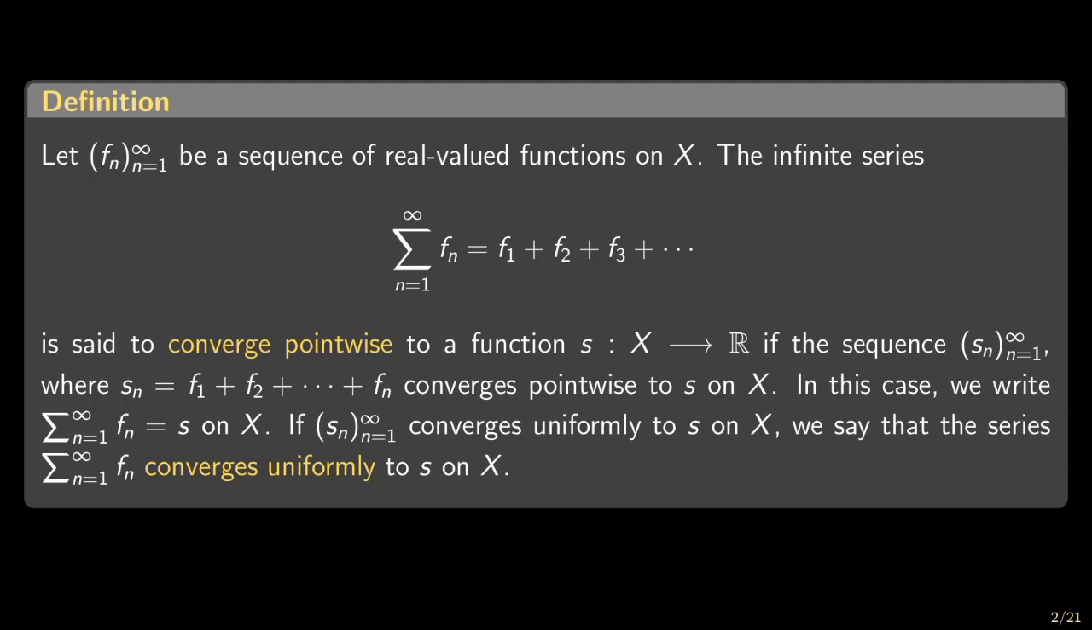In the case where S_n converges pointwise to s, we write this notation, and in case that this sequence happens to further converge uniformly to s on X, remember, uniform convergence is a stronger form of convergence, we say that the series converges uniformly to s on X. Sometimes we also use this equation and indicate the word uniform to mean that the convergence is uniform.